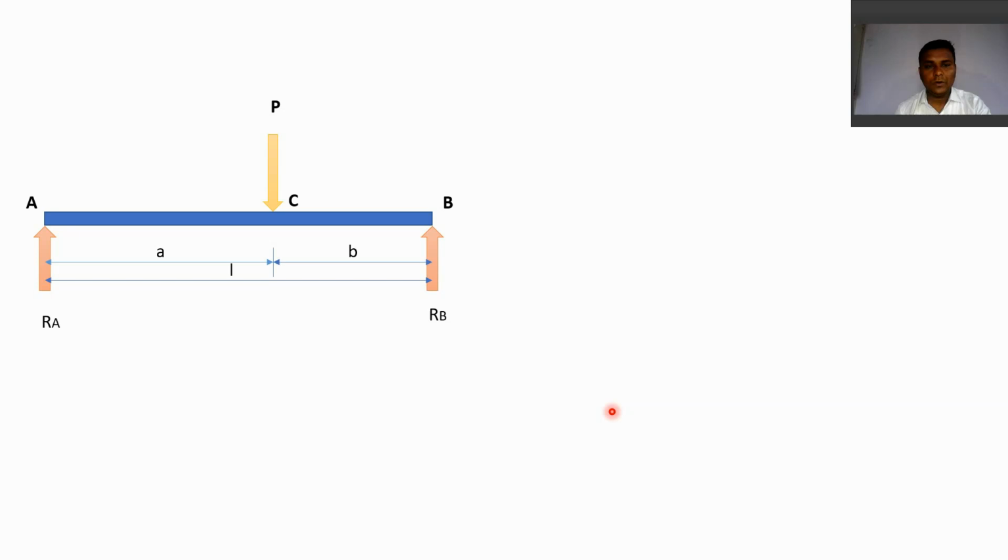Before solving this example, we can easily find the reaction at A and reaction at B by using conditions of equilibrium. The first equation we can use is that the summation of moments of all forces about point A is equal to 0. Taking the moment of RB and the moment of P about A, we can easily find the reaction RB, which is equal to PA upon L. Now when we take summation Fy is equal to 0, we can easily find RA is equal to PB upon L. Once we get RB and RA, we can think about Castigliano's theorem to find the deflection under this point load, that is point C.